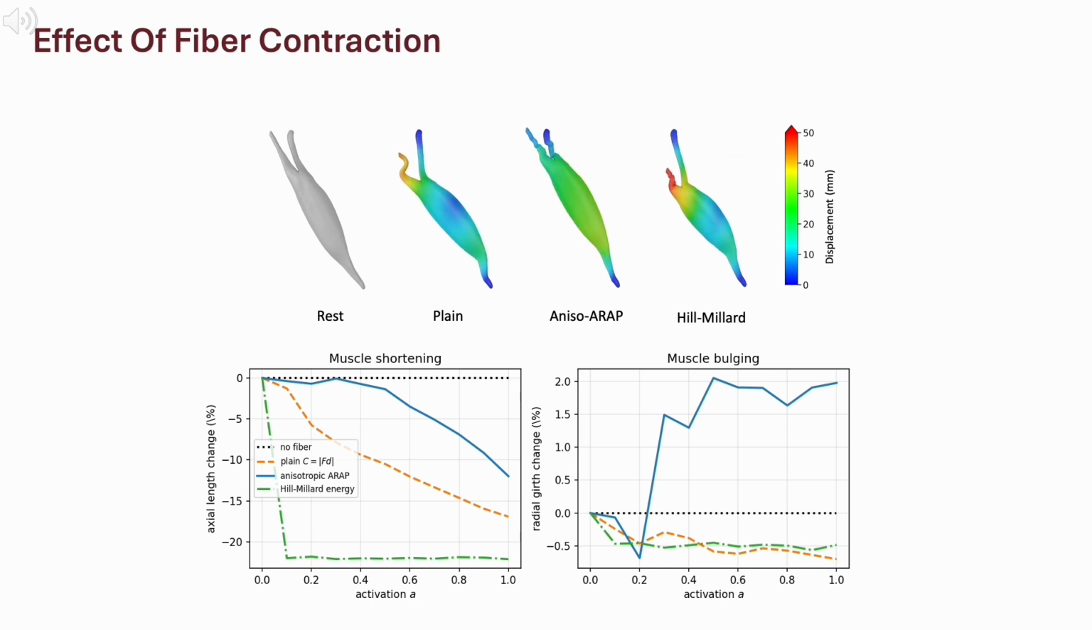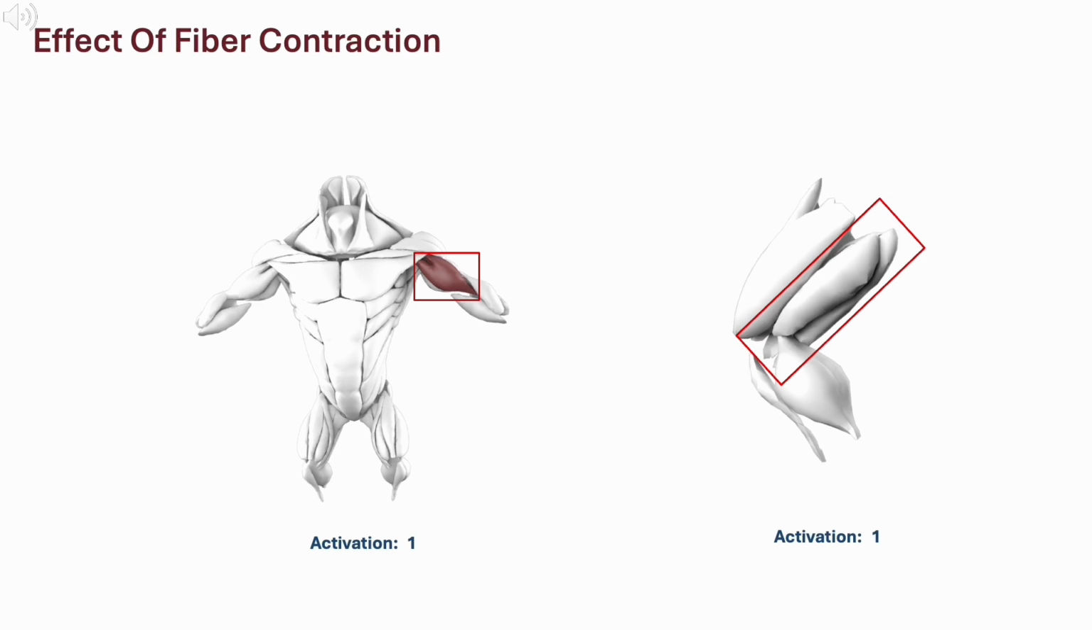On a biceps, we compare 3 fiber constraint formulations side by side: a plain fiber constraint, an anisotropic ARAP constraint, and our Hill-Millard constraint. Each gives its own contraction and bulging behavior at full activation. The plain fiber constraint simply minimizes the fiber length along its direction. The anisotropic ARAP constraint also contracts the fiber length, but stays inversion safe. And ours penalizes the Hill-Millard energy, which shortens the fiber as well, while additionally matching the 1D Hill curve. Here we can clearly see the effect of contracting a single muscle, while the others are held fixed.